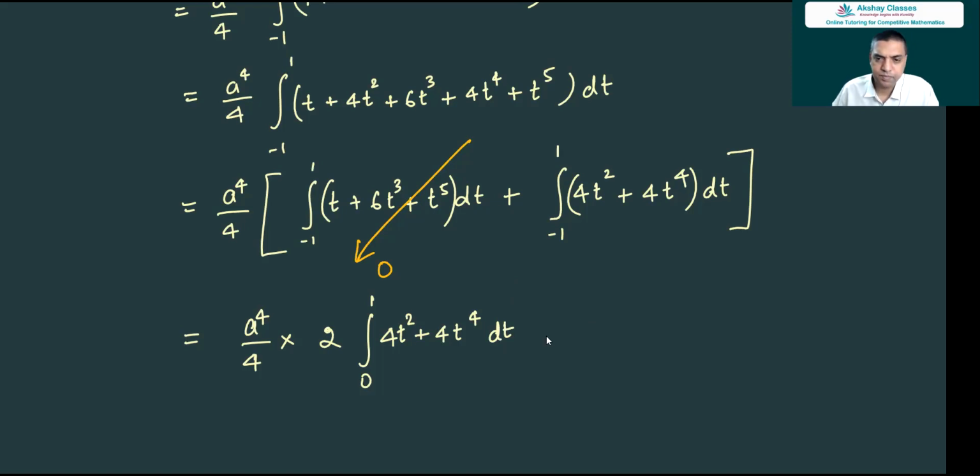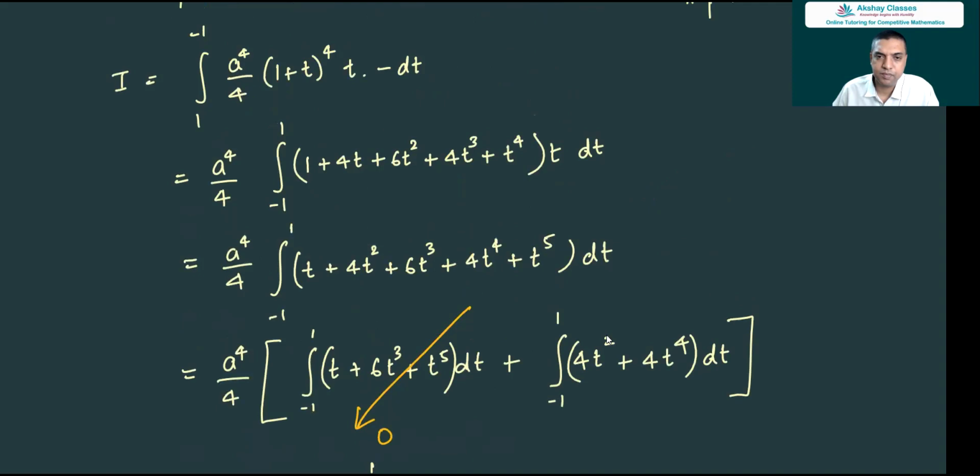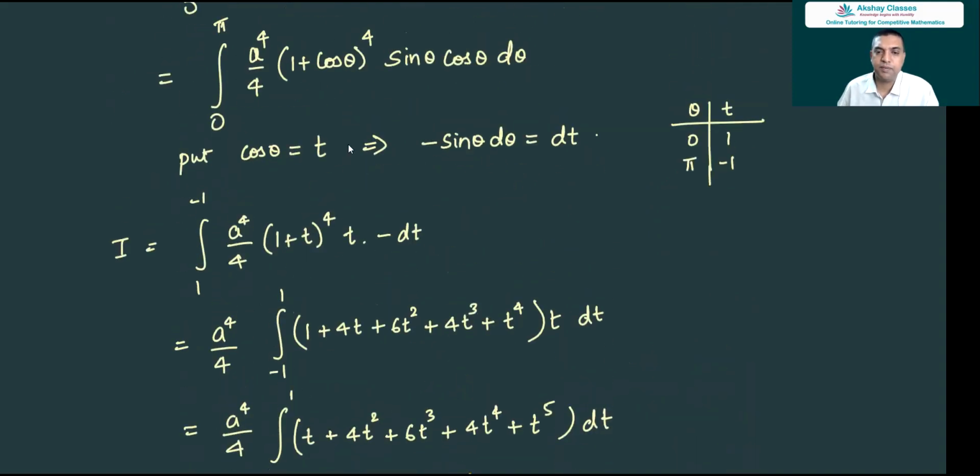Sir, I think there was a minus above. This one? Minus dt. So minus dt has gone. Minus dt becomes, because this is from 1 to minus 1, it has become minus 1 to 1. Oh, okay, sir.